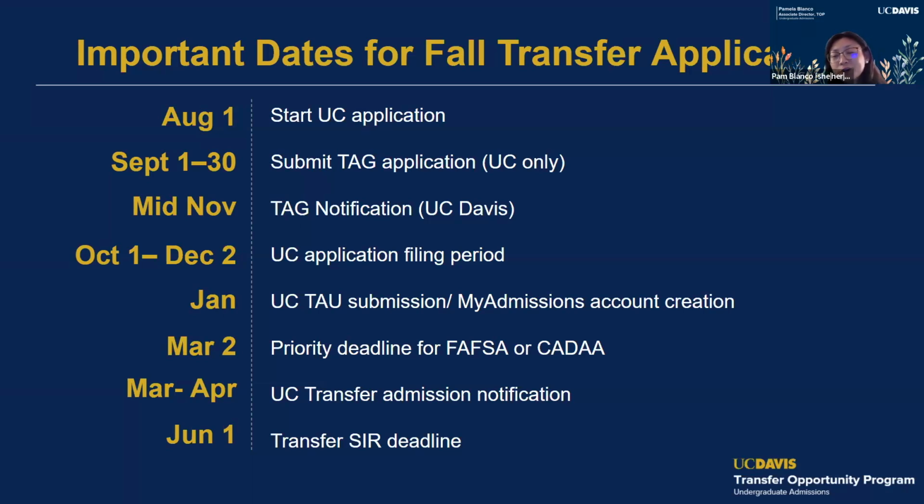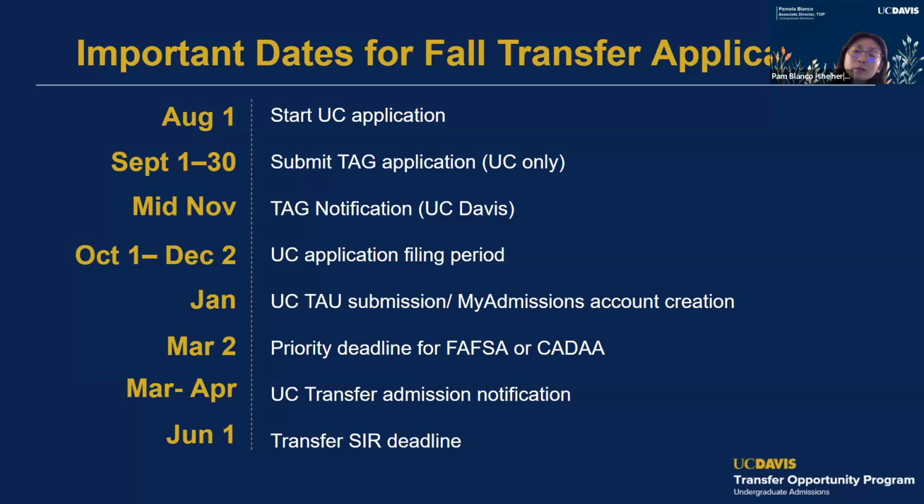Another step that transfer applicants need to be aware of is the TAU, or the Transfer Academic Update. For fall 2025 applicants, that is going on right now. The TAU is a way for students to report their fall semester grades and any changes that they may have for their spring schedule. This is also a time where applicants can create their My Admissions account if they're applying to UC Davis. Other UC campuses will also ask you to create an admissions portal account. So just keep that in mind.